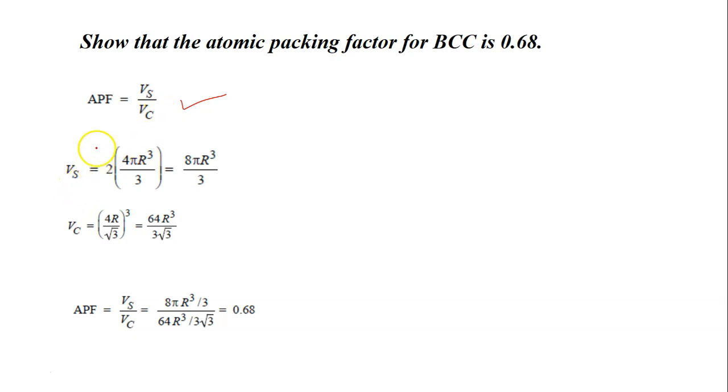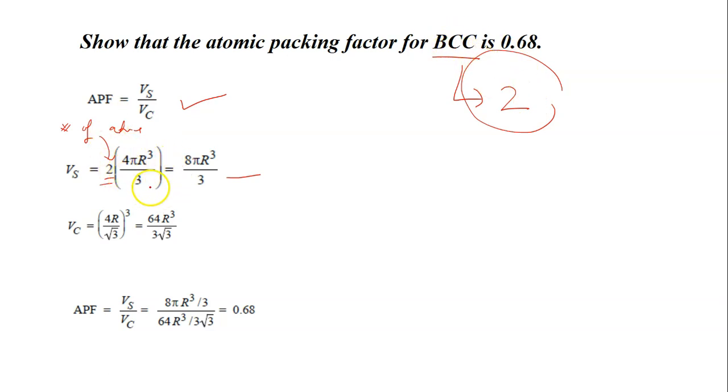Okay, so the calculation for the Vs is as shown here. So 2 here, what is 2? 2 is the number of atoms, because we know for BCC, the number of atoms is 2. Why 2? Again, please refer to my notes. I already explained in my notes for BCC.